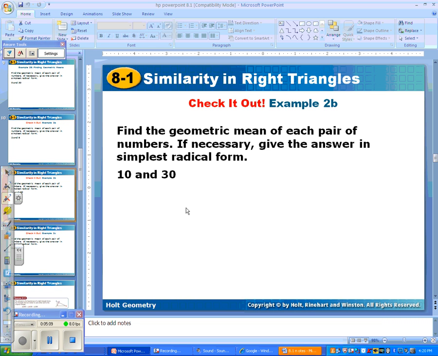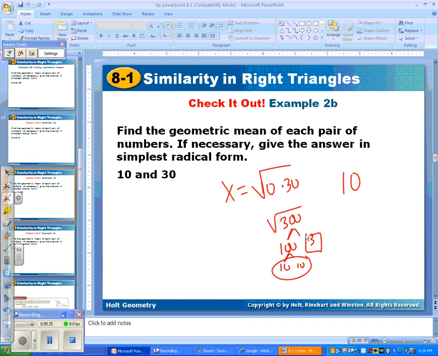I'll do 10 and 30. So x equals the square root of 10 times 30, and so that's the square root of 300. I could break that down into 100 times 3, and I know that the square root of 100 is 10. So our answer would be 10 radical 3.